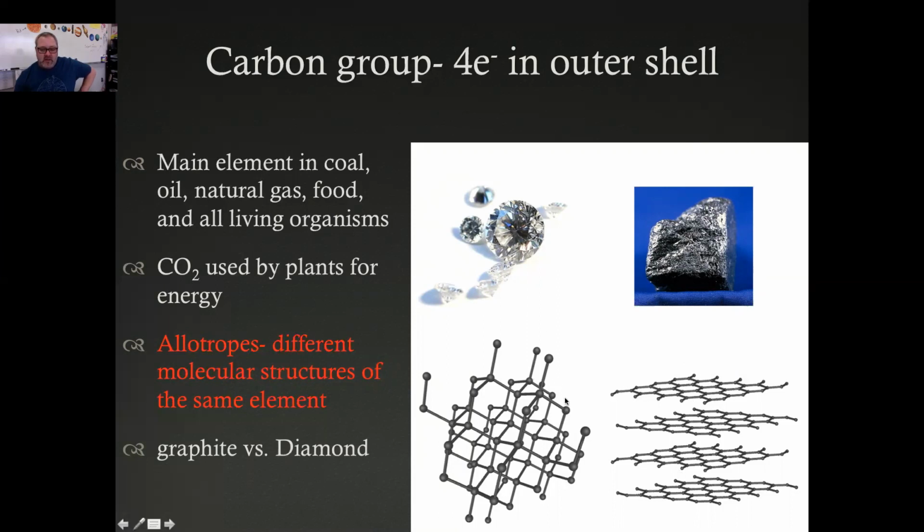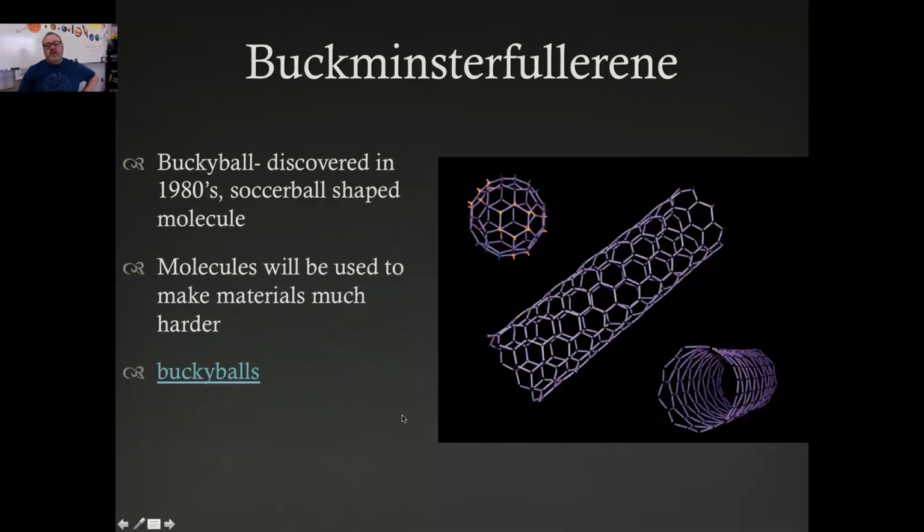So here's what the structure of the diamond would look like from an atomic level. Here's what it looks like with graphite at an atomic level. Okay. There's also what's called Buckminster fullerene. These were discovered in the 1980s. These are very, very strong molecules that can be used for all sorts of stuff.